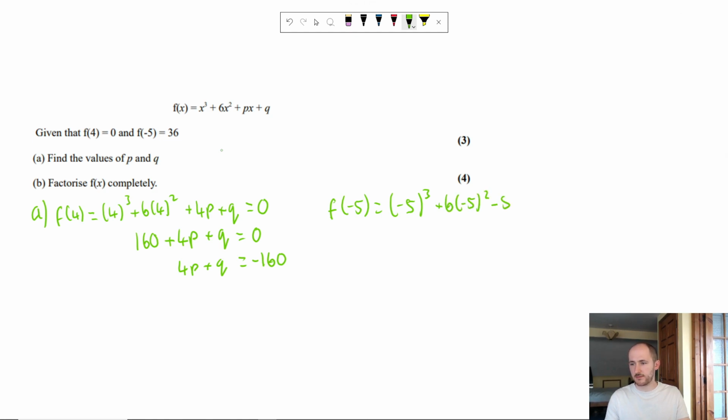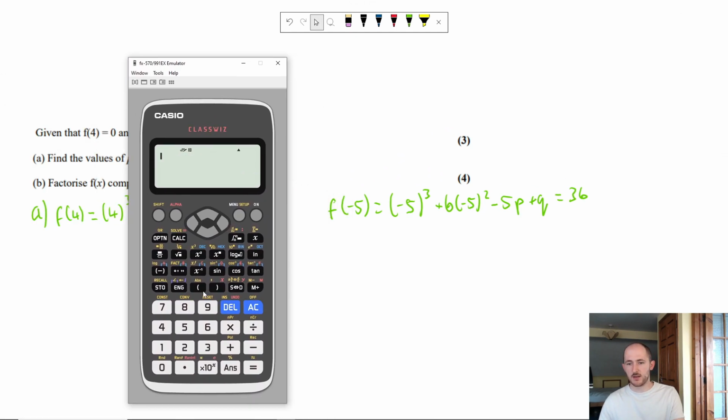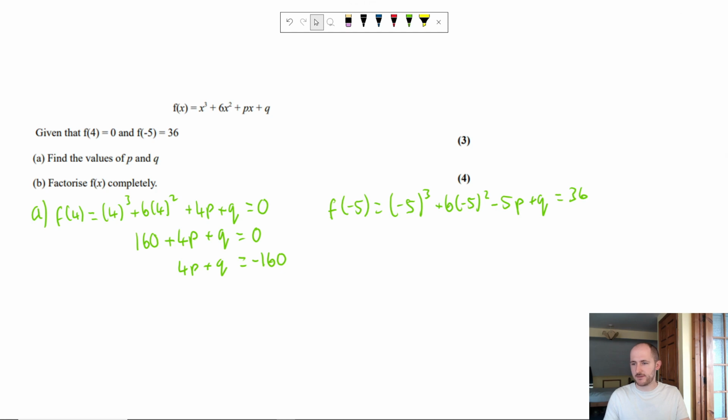Okay. Minus 5p plus q should equal 36. Again, let's use our calculator to work out what these values are. However, make sure you use brackets because we have a negative number now. Although realistically I should have used brackets for the whole thing, but you know. 25, cool. So we have 25 minus 5p plus q equals 36. Minus 25 from both sides, we get minus 5p plus q equals 11.